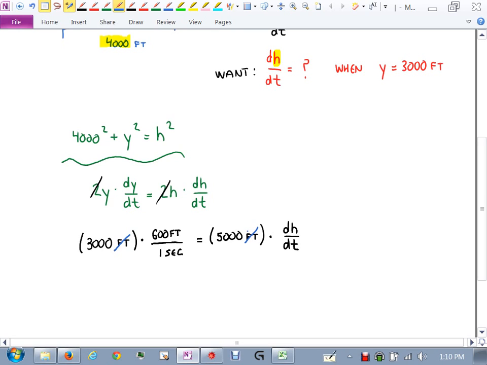So I'm going to multiply 3,000 times 600, and then divide by 5,000. What is that? Anyone do it? 360? That's it? Feet per second. Anyone else get the same thing? Or is that what the back of the book says? Okay. So you multiply 3,000 by 600, divide through the 5,000 on both sides, and you're done. Does anyone have any additional questions on that problem?